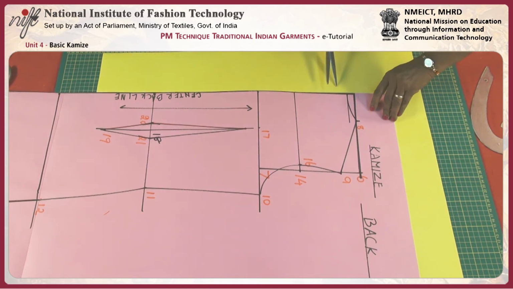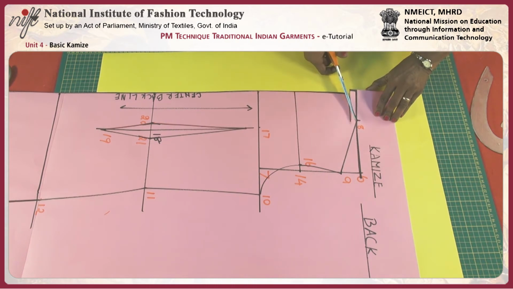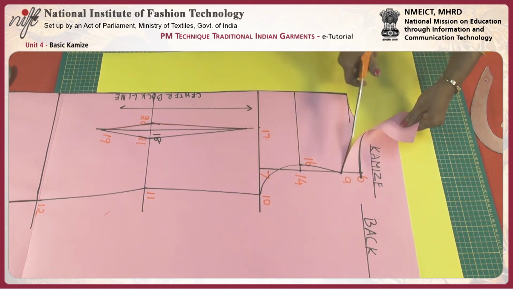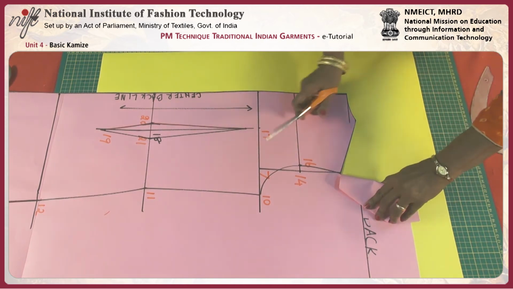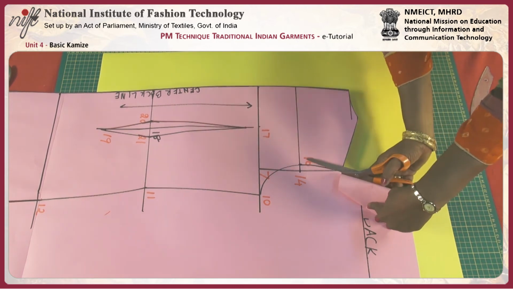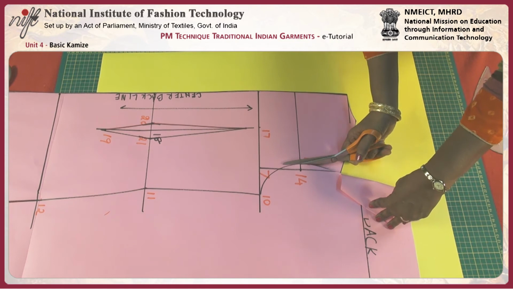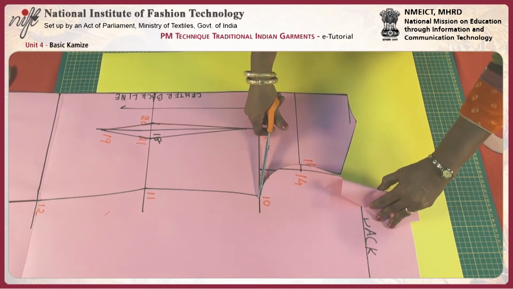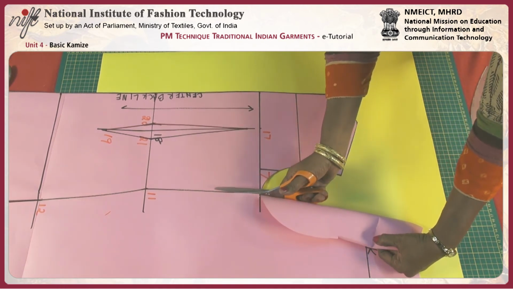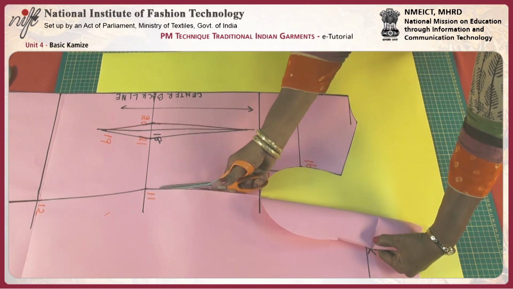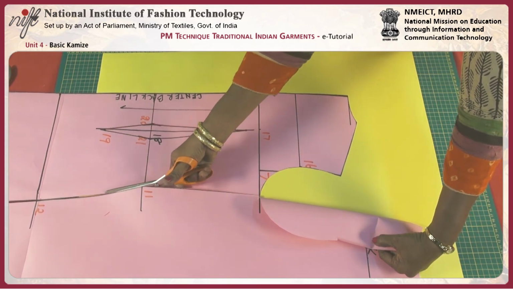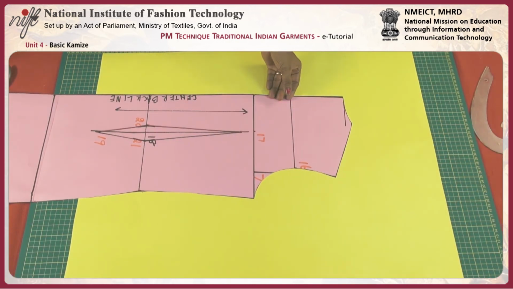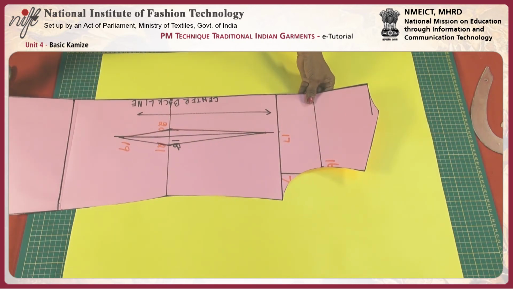All the outline is going to be cut: center back line, then the neckline, then shoulder line, then armhole line, side seam line. Now the back pattern is ready.